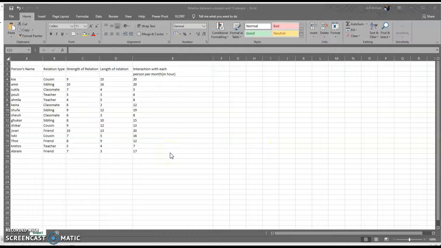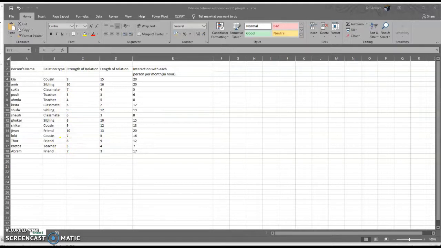So this is part one of the final project. Here I created a dataset of 15 people with whom a student interacts, and I categorized them into 5 types of relations: cousins, siblings, classmates, teachers, and friends. The variables I added are the interaction with each person per month in hours, and the length of relation in years, and we're going to measure the strength of relations.